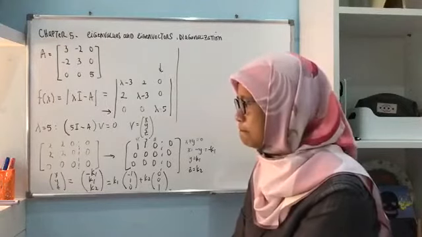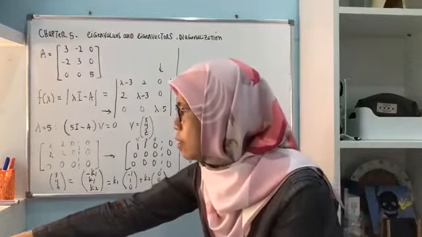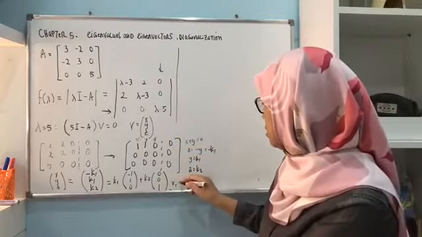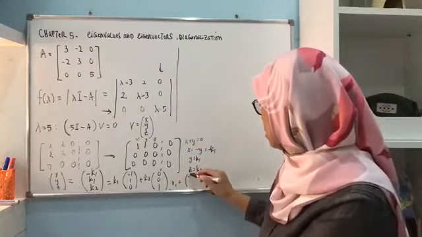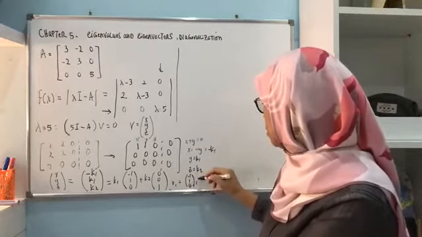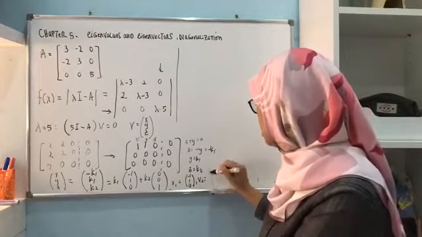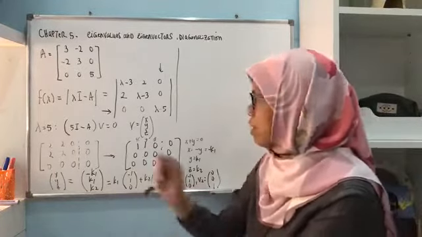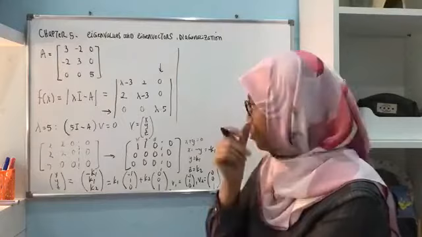Okay? So v1 is negative 1, 1, 0. v2 is 0, 0, 1. See, you have two eigenvectors with one eigenvalue.